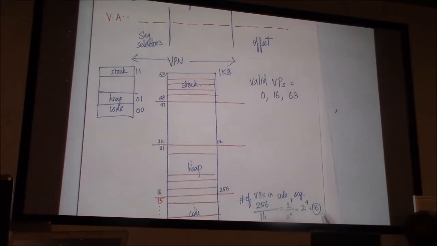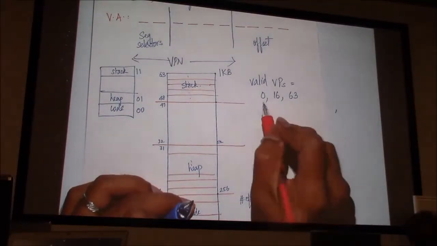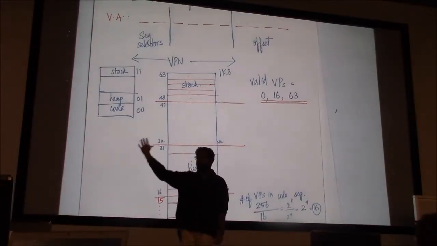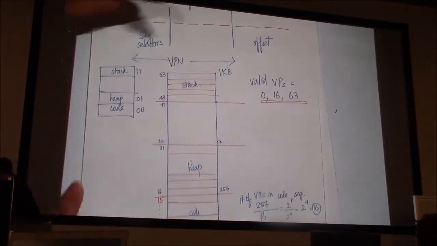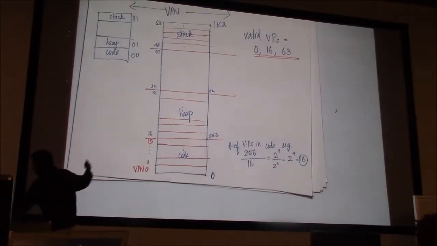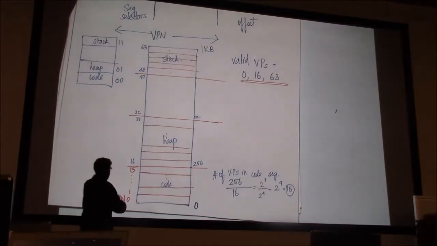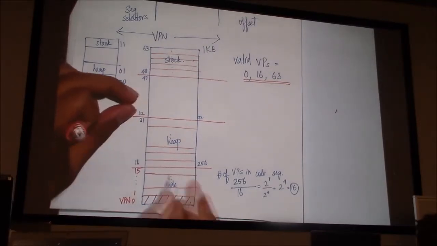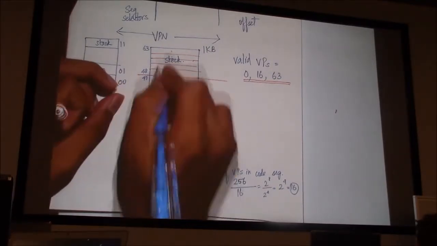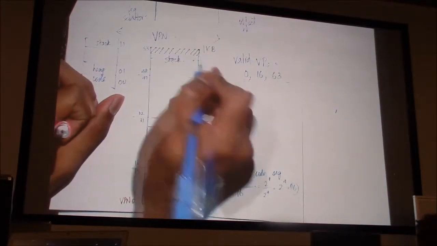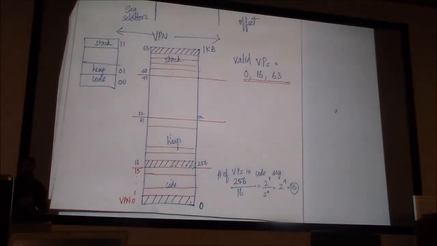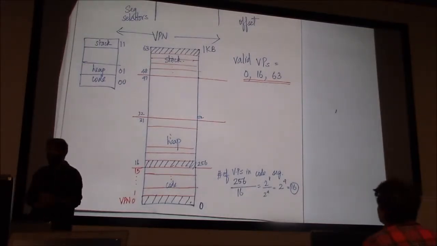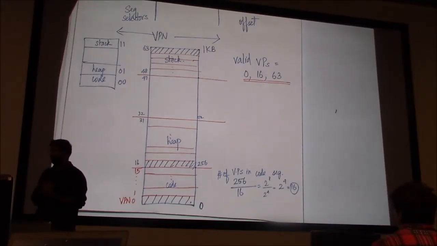If these are just the 3 valid virtual pages, then in this setup, how much memory do you think is needed in the physical memory for making this program run? We have only 3 valid virtual pages. Virtual page 0 is valid, which is in the code segment. Virtual page 16 is also valid, which is in the heap segment. And virtual page 63 is also valid, which is in the stack segment. Just think about how much physical memory we need to actually execute this particular program.